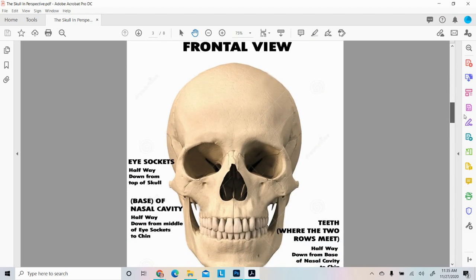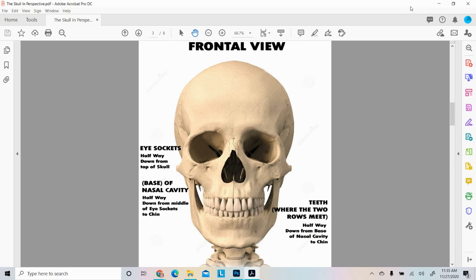Here is the frontal view. So when we're looking at a skull in a frontal view, there's a few things to take note of. First off, we want to question how many eye sockets we see, how much of the nasal cavity we see, meaning do we see 2 full halves of the nasal cavity or do we see just a portion of it? And we'll get into that a little later.